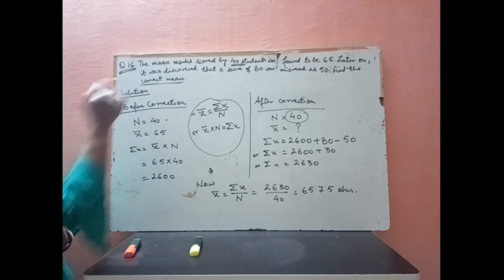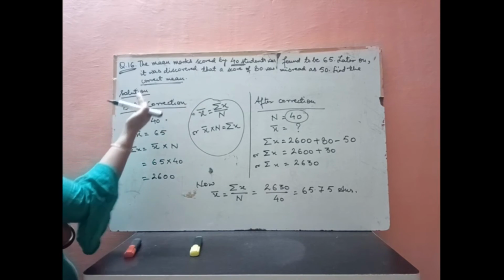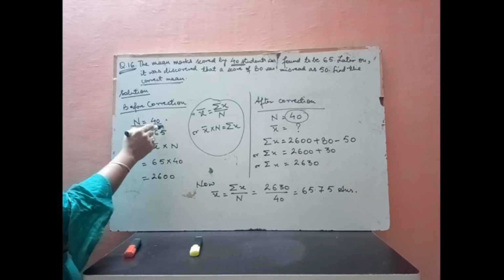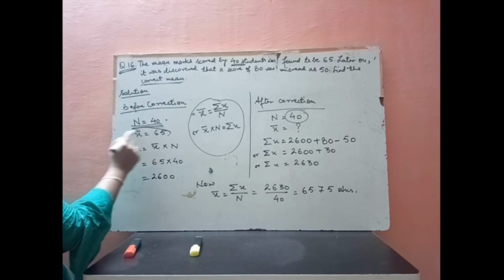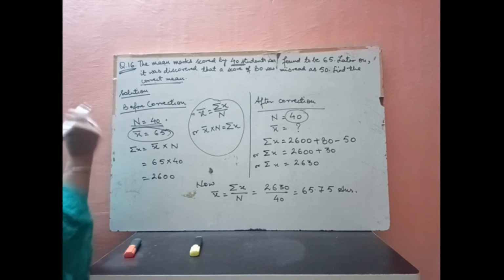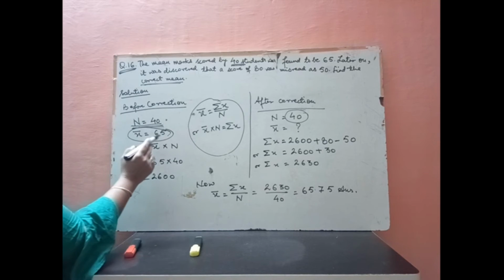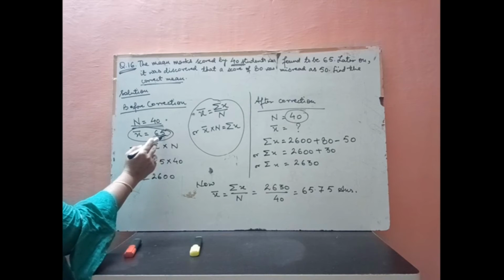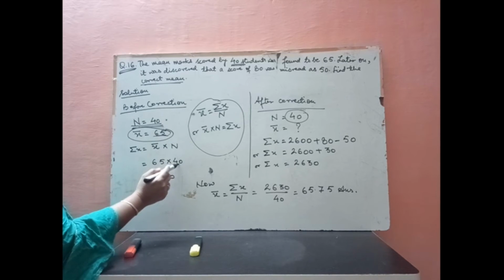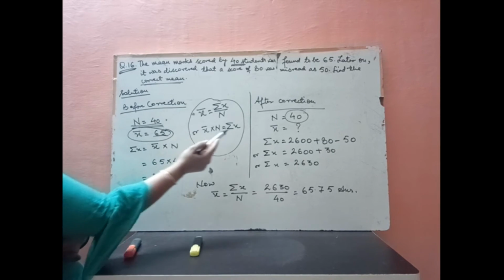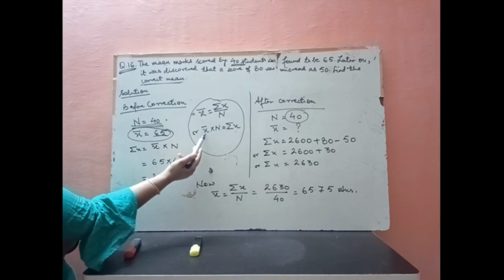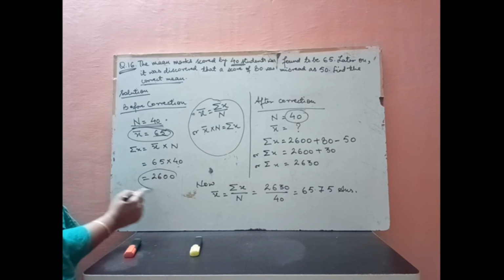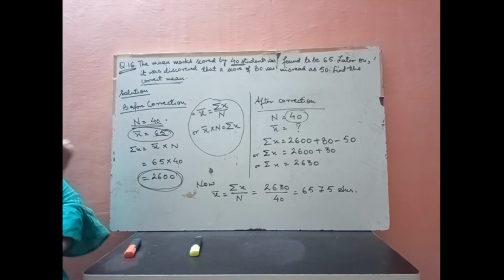When the calculation was wrong, the number of observations was 40 and the mean is 65. That means on average every student has scored 65 marks. So what will be the total of 40 students? 65 multiply 40, or again the formula, sum of observations is equal to x bar multiply n. So the total of the marks is 2600.